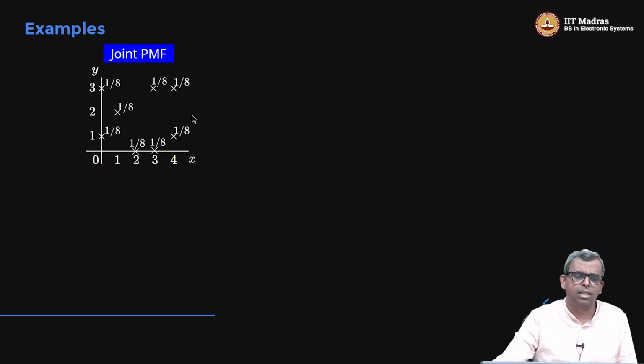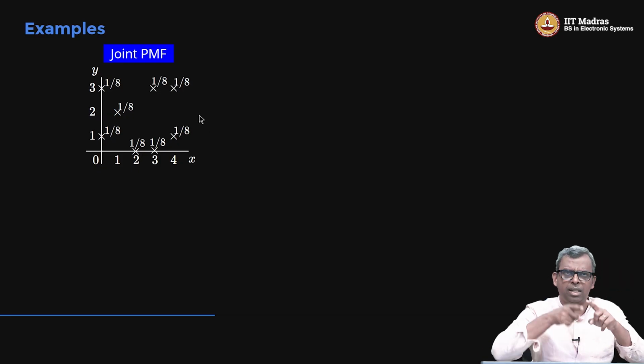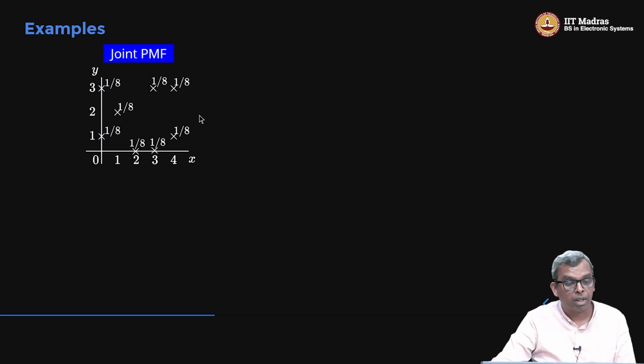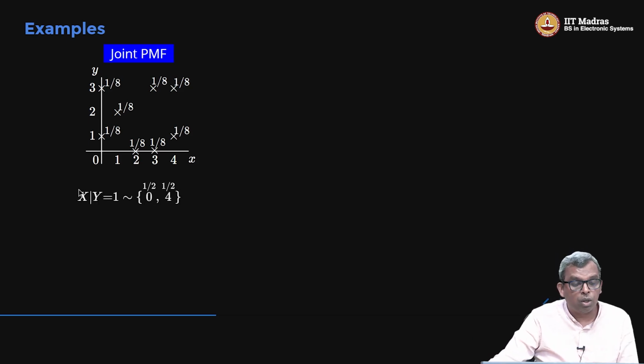I've just visualized it on the xy plane because sometimes it's easier to see, given that conditionals are easy to see there. Okay, so here is an example. Suppose I want to look at x given y equals 1. So y is 1, it's right there. Given y equals 1, I want to look at the distribution of x. Along this horizontal line you have 2 points: x could be 0 or x could be 4. Those are the 2 points.